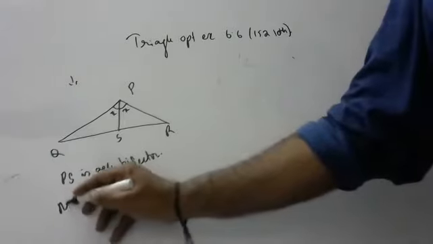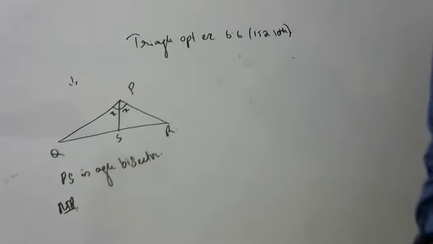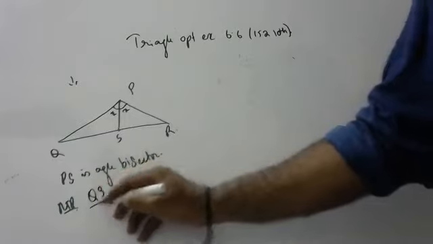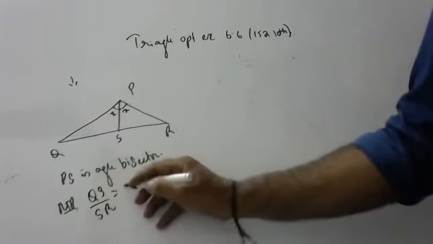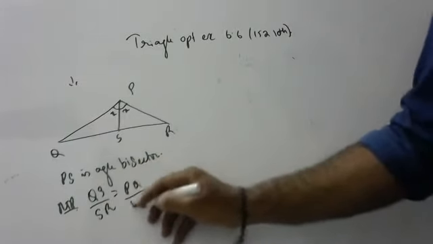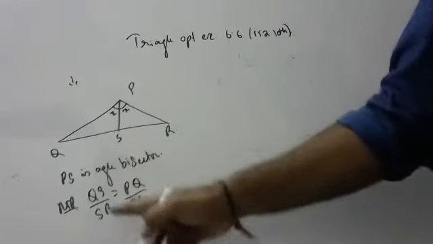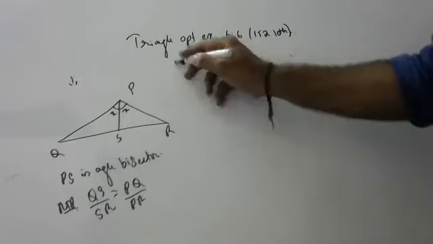And we are required to prove this. Children, what is required to prove is that QS by SR is equal to PQ by PR. QS by SR is equal to PQ by PR. Chalo, chalo.